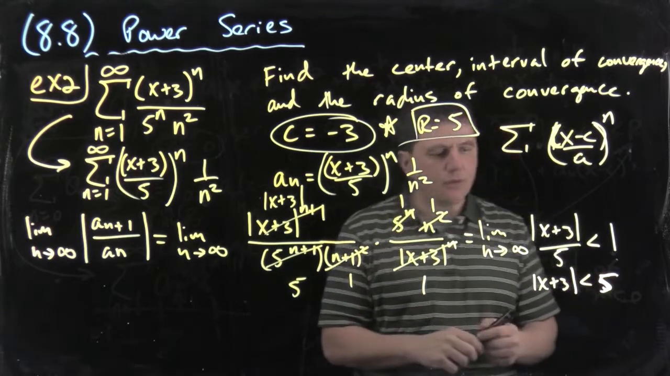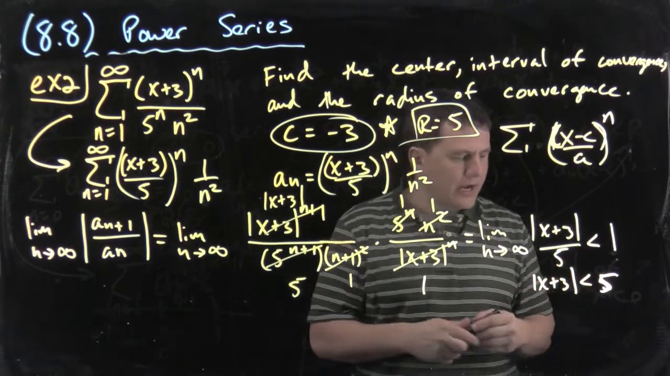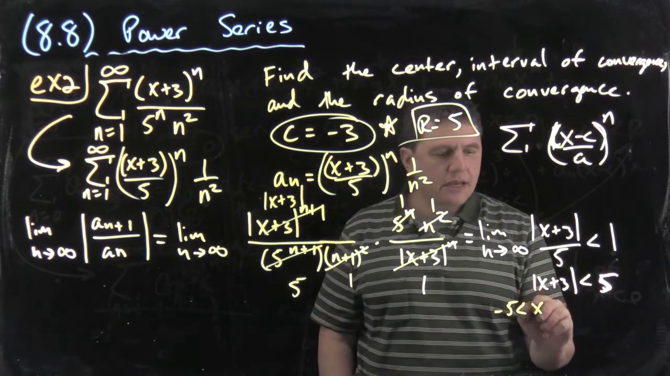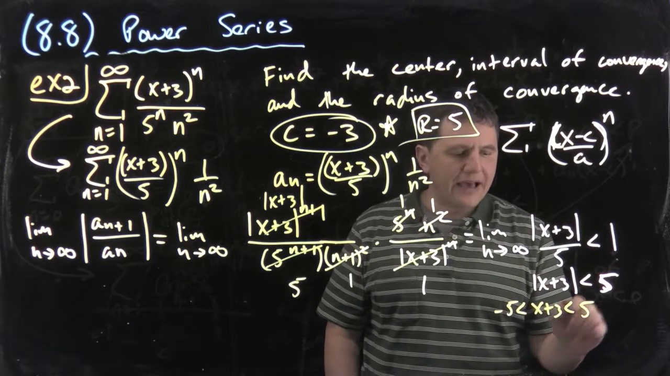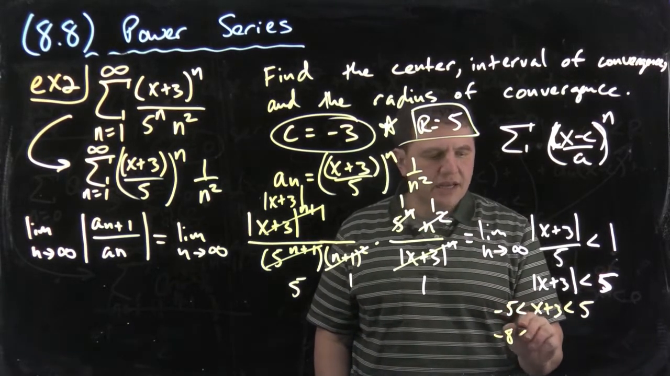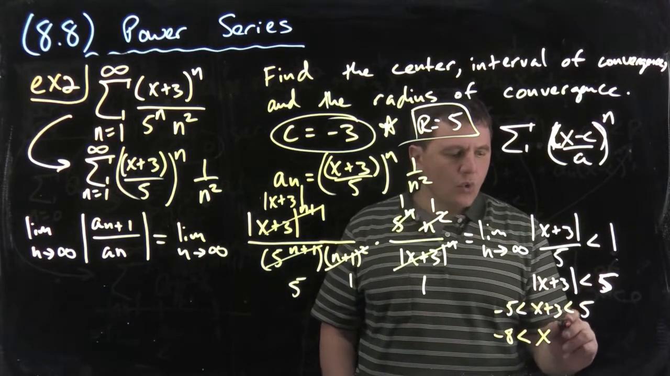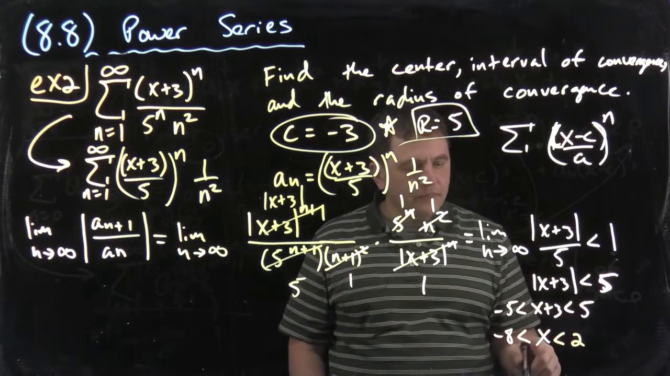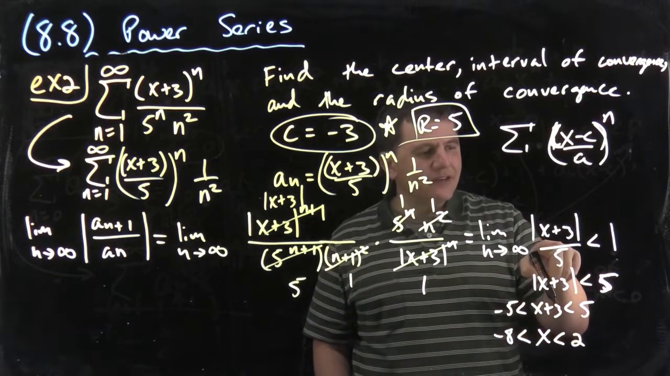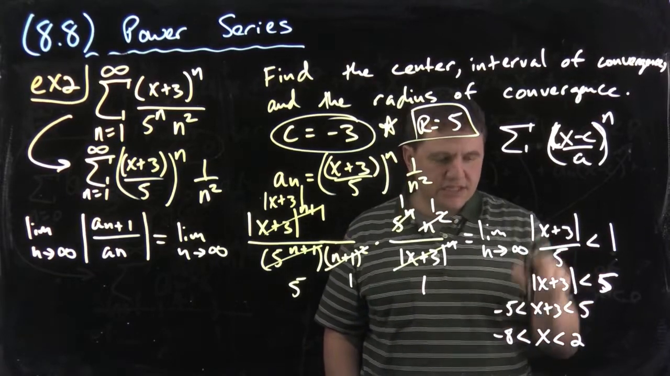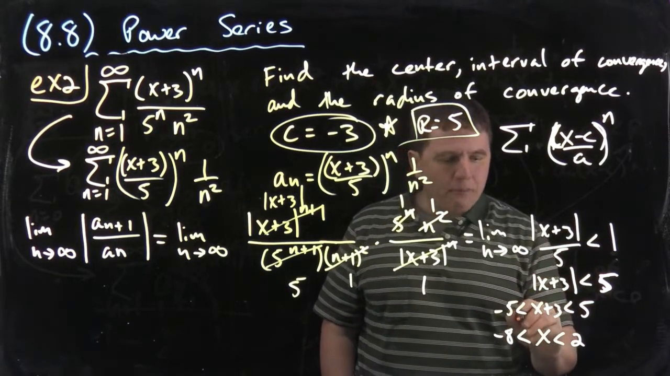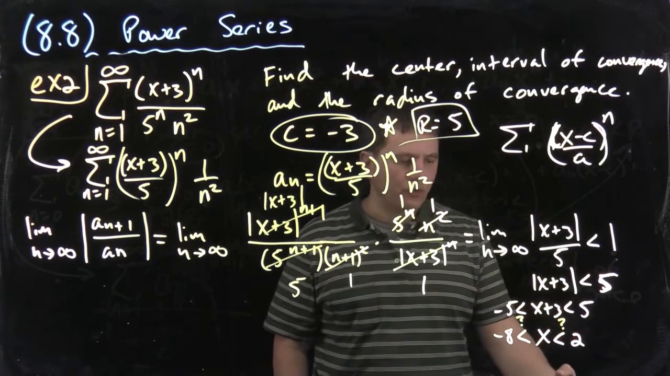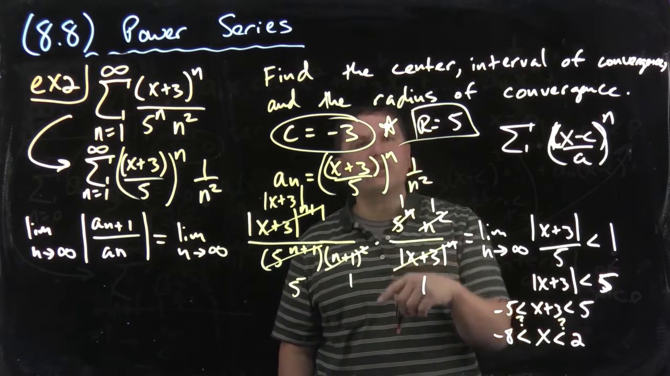So here's the deal. Our interval, anyway, let's solve this. -5 is less than x plus 3, which is less than 5. So subtract the 3, that's -8 is less than x, which is less than 2. Here's the deal. At -8, this thing's equal to 1. At 2, this thing's equal to 1. So at both of these points, I don't know whether this converges or diverges. So I have to come up with another test.